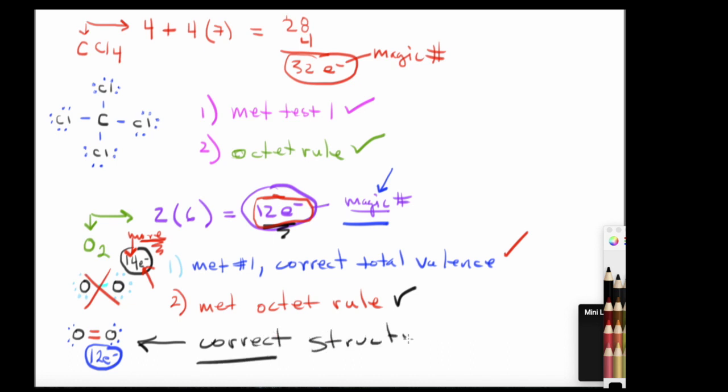We follow the rules. We get the total valence count from the structure that we drew. We compare it back to the magic number, and then we redraw the structure until we get the total valences to match up in both cases. All right, we're going to go on now to another example. For this one, we'll do N2.